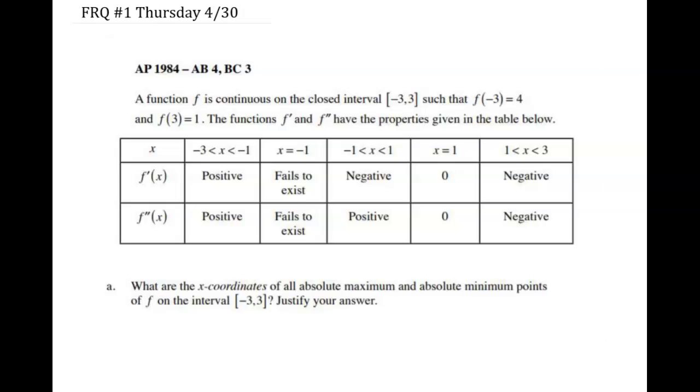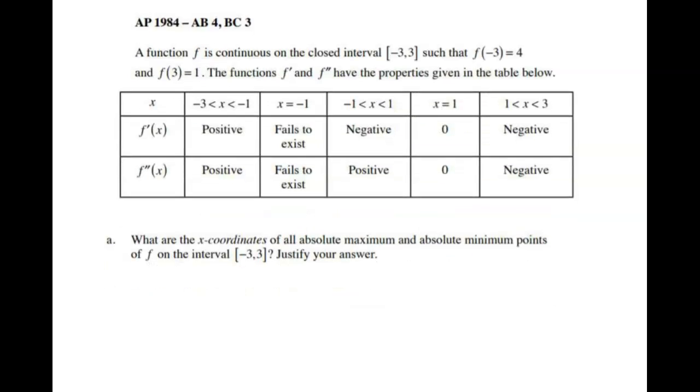All right, so we have a continuous function. We have some values of f, good to know, and we have a table with properties of f prime and f double prime. And we're looking for the x-coordinates of all absolute maximum and absolute minimum points of f.